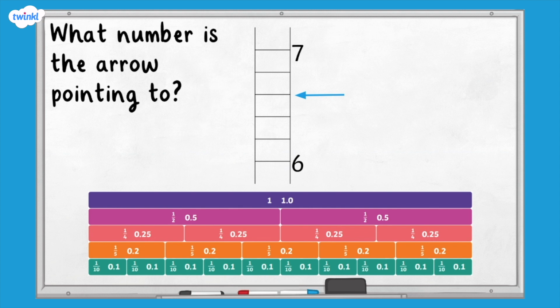so we need to count on in jumps of 0.2 starting from 6. The first marker will be 6.2, the next marker is 6.4, and the next marker is 6.6, so the arrow is pointing at 6.6. Now it's your turn.